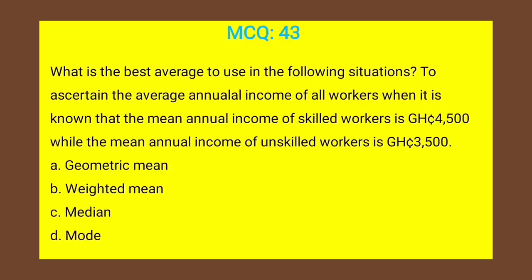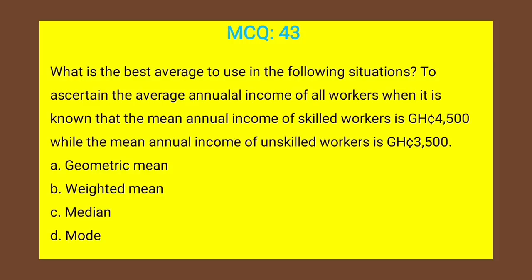Question 43, with the same preamble. What is the best average to be used in the following situation? To ascertain the average annual income of all workers when it is known that the mean annual income of skilled workers is 4,500, whilst the mean annual income of unskilled workers is 3,500. So here you see we have categories. We have skilled workers who are paid 4,500. We have unskilled workers who are paid 3,500. So what does that mean here?